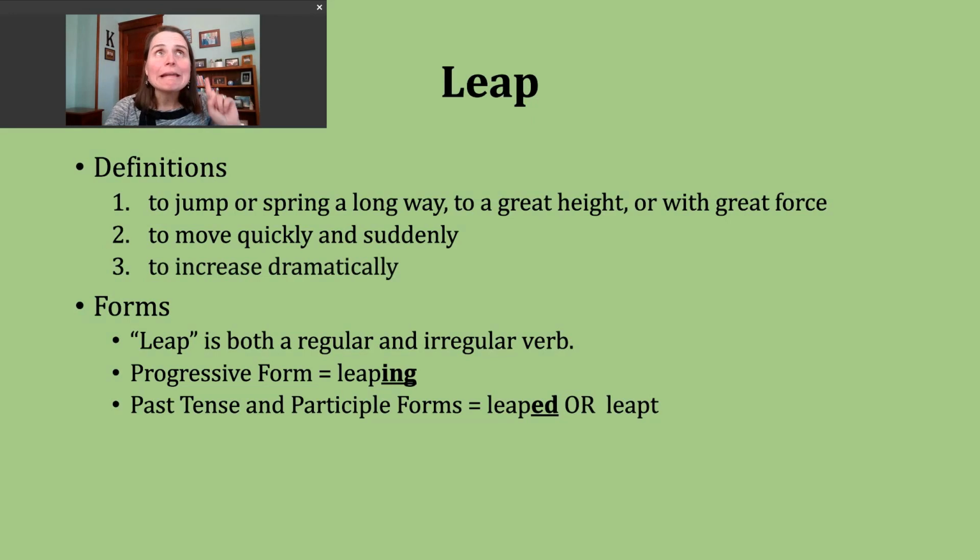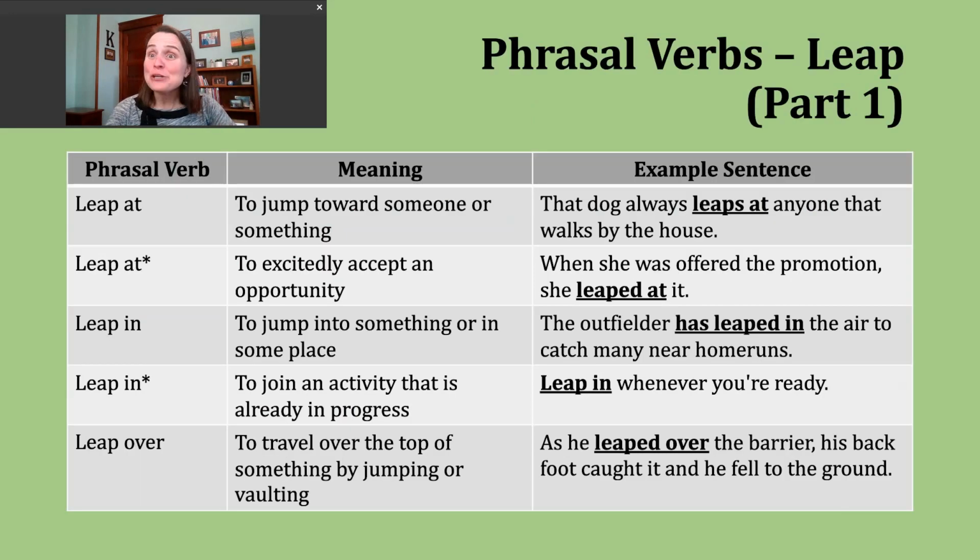But there are a number of verbs that use leap. And so we're going to focus our discussion today on those phrasal verbs. The first phrasal verb we're going to discuss today is to leap at. This can have a couple different meanings. We're going to talk about two of them. The first would be to jump toward someone or something. An example of this might be, that dog always leaps at anyone that walks by the house.